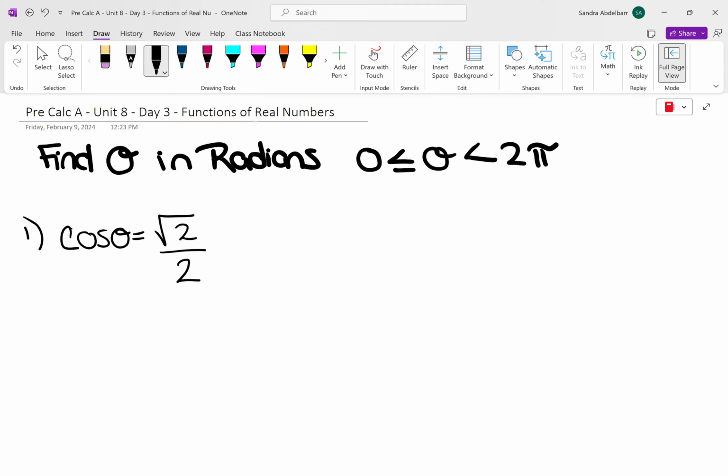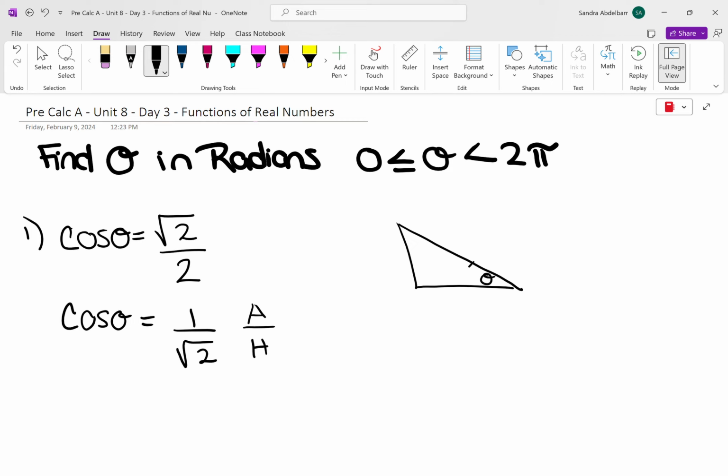Okay, this has been rationalized. So I'm going to revert back to before it was rationalized. If we're reverting back, we have the cosine of theta is equal to 1 over root 2. And we know cosine is the adjacent over the hypotenuse. So if we're thinking of a right triangle, this is theta, and the adjacent is 1 and the hypotenuse is root 2. Which special triangle is this?